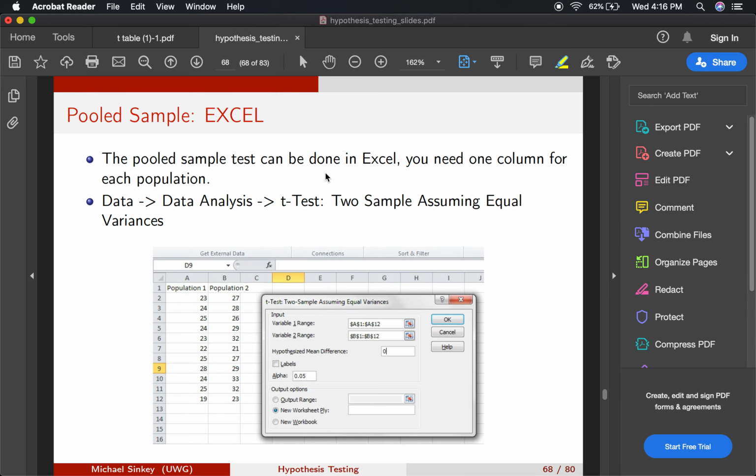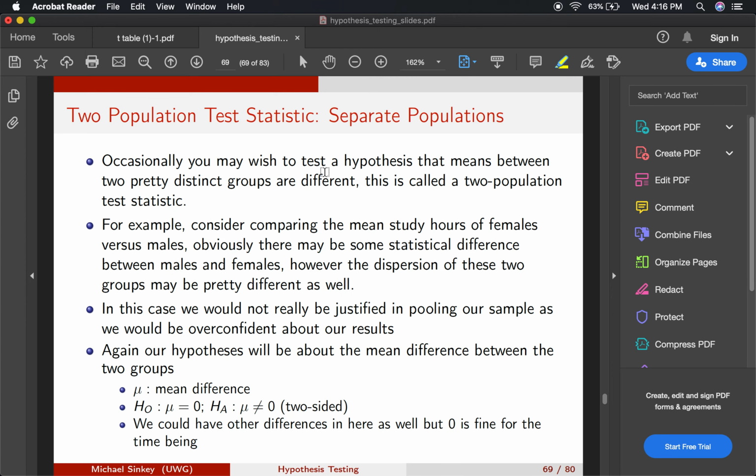So when do we use the pooled test statistic? When I let you know that the setting is pooled. Sometimes we cannot combine the samples. So occasionally you want to test a hypothesis that means between different groups are distinct. This is what's called a two-population test statistic. So consider the mean study hours for females versus males. There may be a statistical difference, but it's a large stretch to say that the population of males behaves that similarly to the population of females.